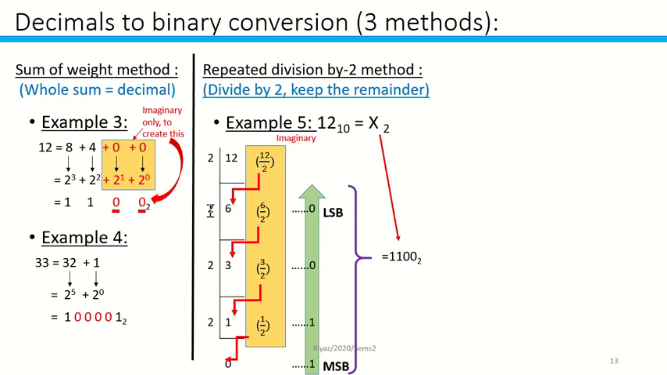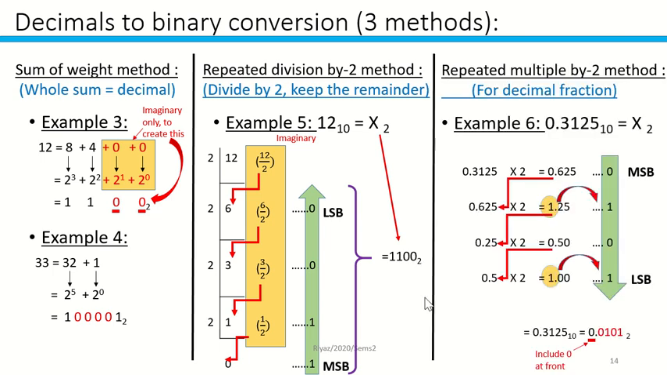6 divided by 2 is 3, and you don't have a remainder, so 0 over here. And 3 divided by 2 is 1, and the remainder is 1 over here. And 1 divided by 2 is 0, and you have a remainder 1. So the MSB is at the bottom and the LSB at the top. How you're going to do it is from bottom to top. So you're going to have 1100 to the base of 2.